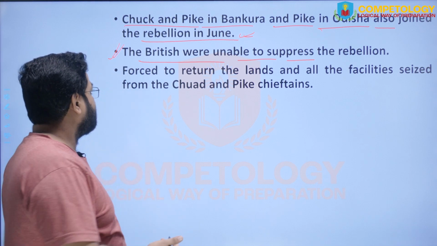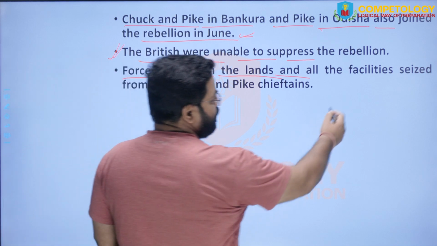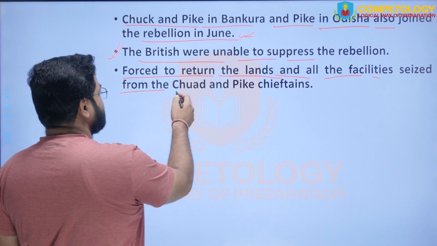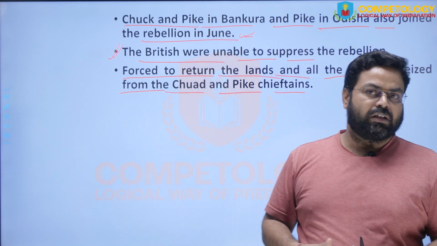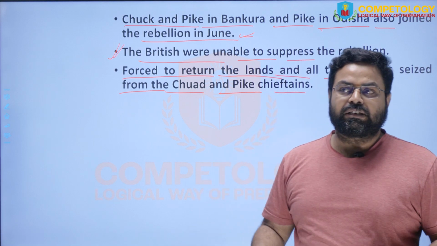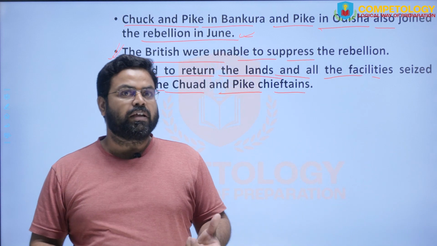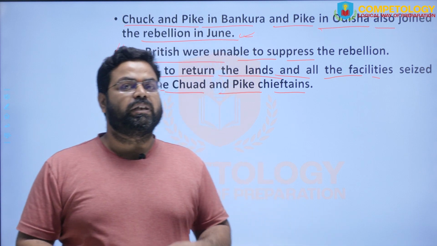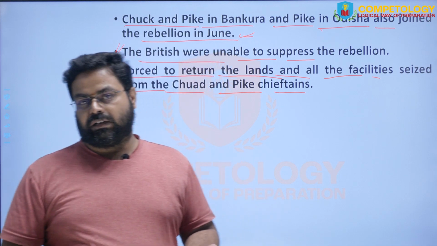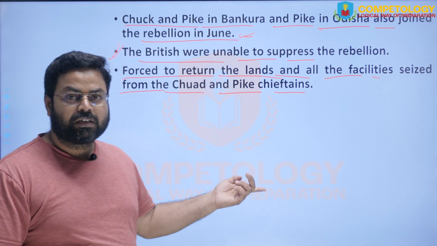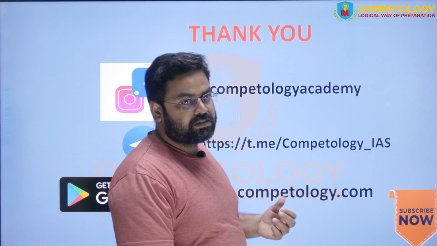due to the force of that rebellion. This forced the Britishers to return the land of all the tribals, as well as the facilities seized from them, to the Chuad and Paike chieftains. So the leaders, the Zamindars or the village headmen of this region were reinstated. They were declared the kings of their respective regions, their respective land holdings, and they were also given some authority to adjudicate local issues, as well as the authority to collect the land rent also. So this was the reconciliation that was negotiated between the tribal leaders and the Britishers, right? So here we finish off the discussion of these tribal revolts.